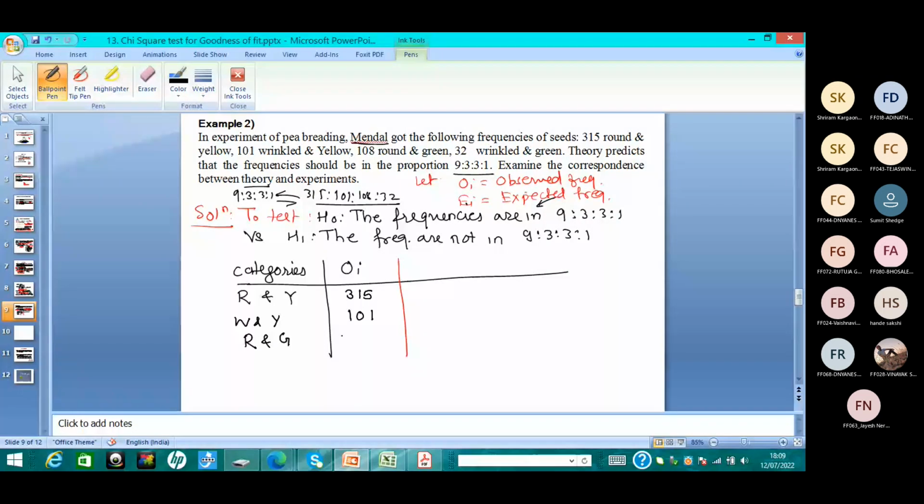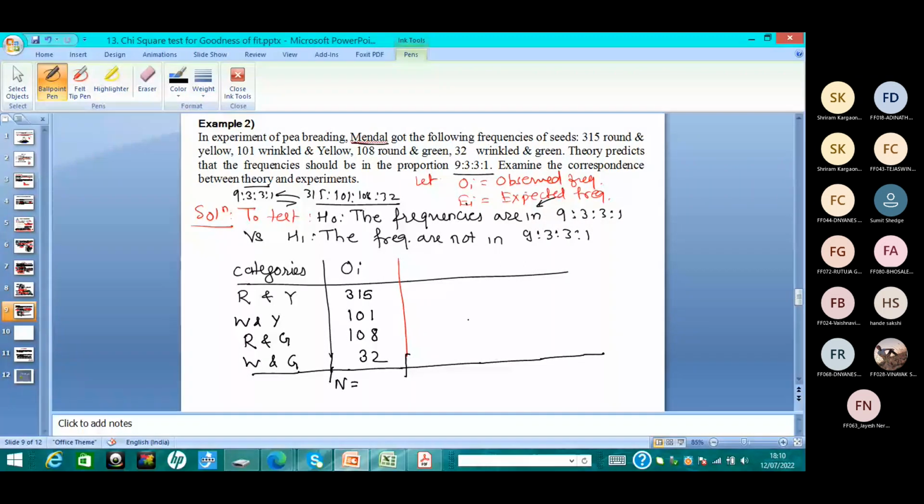And next, the final one, wrinkled and green. How much is this in numbers? 32. Okay, so how many seeds are there in total? That will be the total frequency.